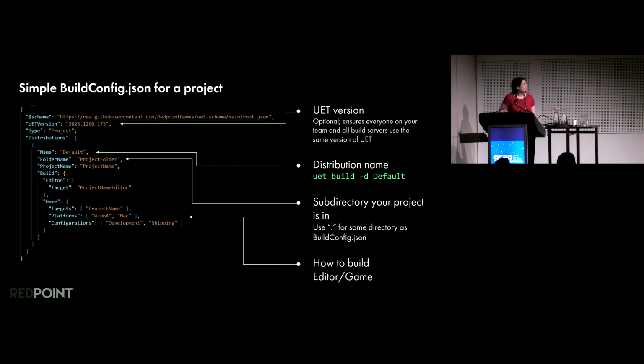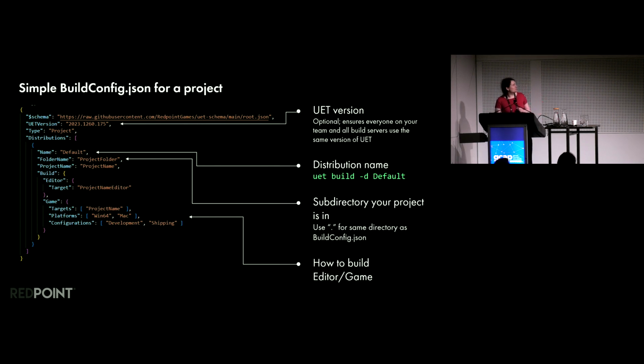So a simple version of buildconfig.json for a project. We've got this UET version. This is an optional field at the top here, and this is basically the version number of UET. And this makes sure that when a developer or the build server runs UET, it doesn't matter what version they have currently installed globally. If it detects that its version doesn't match what's in the build config JSON file, it'll go download that version so that everybody runs exactly the same version of UET. So there's no more, it works on my machine.